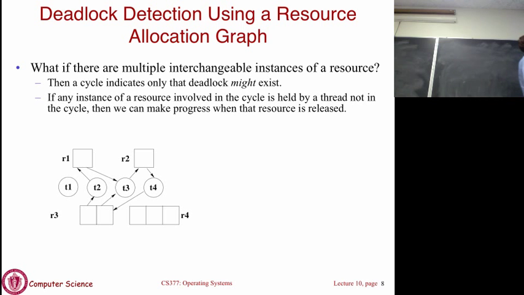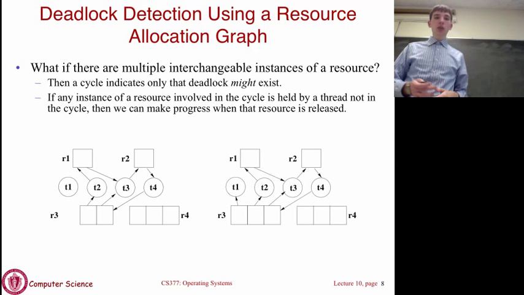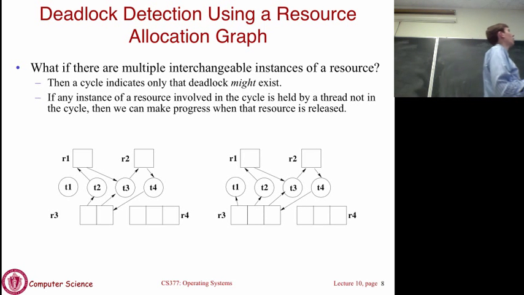So given that, can anyone make progress here? Right, this is still a deadlock, because all of R3 is assigned, but T2 and T3 are waiting, and we have this cycle. We actually have a couple of different cycles in here. So this is still a deadlock. But now let's consider this scenario where we have, say, 3 copies of R3. That's the only difference here. So now what do people think? Do we have a deadlock here?